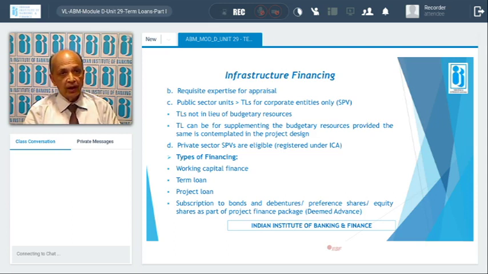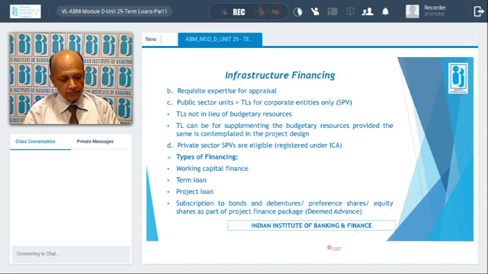Then another area is infrastructure projects. Normally banks give term loans, and term loans to the public sector units should always be given to the corporate sector. In the public sector units also, it should be for the corporate purpose, and the term loan should be to corporates only. When we talk about corporates, a special purpose vehicle also comes under the corporate, because special purpose vehicles which are registered under the Indian Companies Act, either 2013 or the earlier one, can be treated as public sector units. So term loans can be considered for corporate entities only, including the SPVs which are registered under the Companies Act.